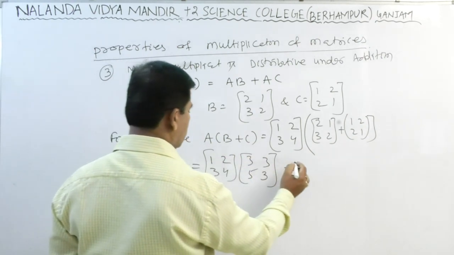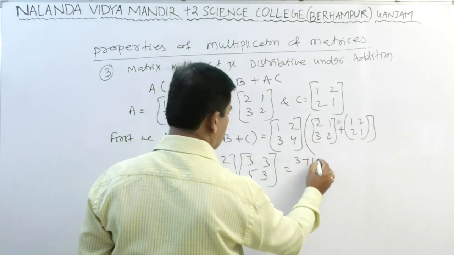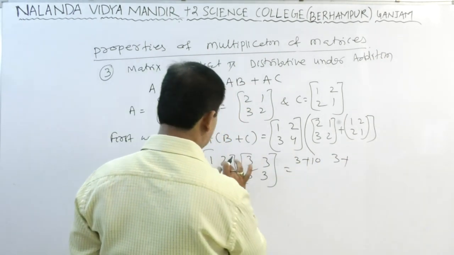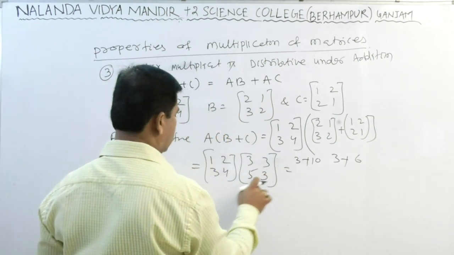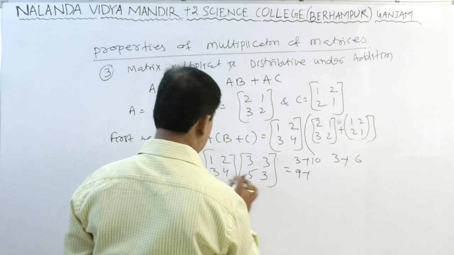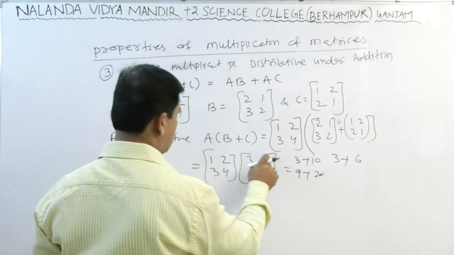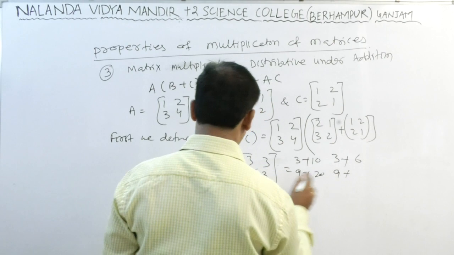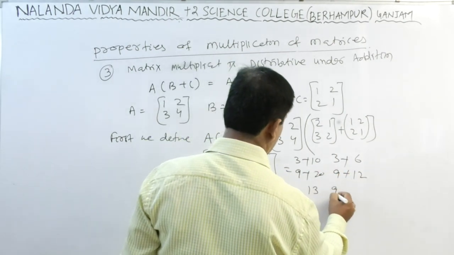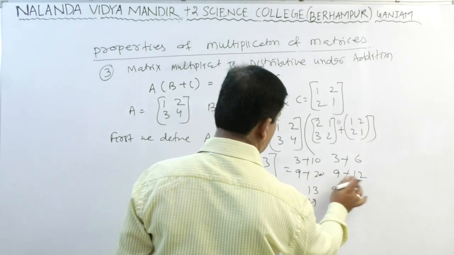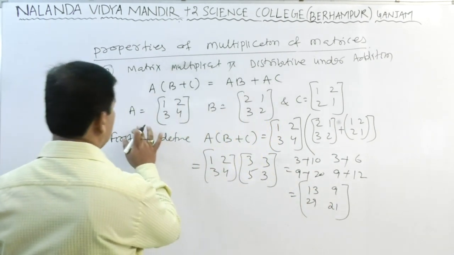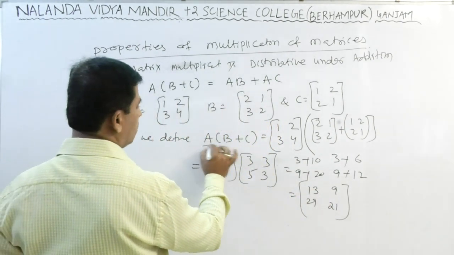First row, first column: 1 into 3, 3, plus 2 into 5, 10. First row, second column: 1 into 3, 3, plus 2 into 3, 6. Second row, first column: 3 into 3, 9, plus 4 into 5, 20. Second row, second column: 3 into 3 is 9, plus 4 into 3 is 12. This is equal to 13, 9, 9 plus 20 is 29, 9 plus 12 is 21. This is our A into (B plus C).